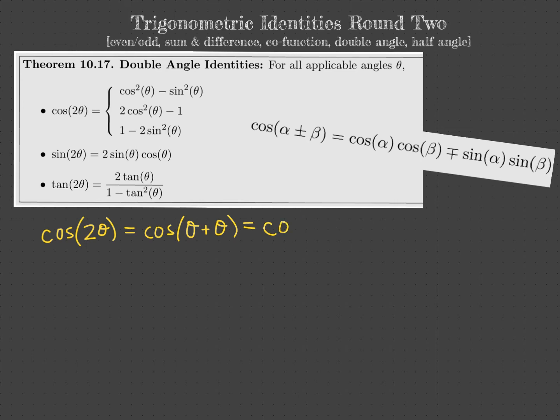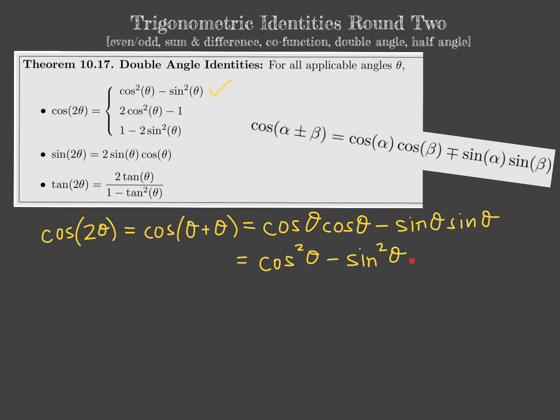So we'll have the cosine of theta times the cosine of theta minus the sine of theta times the sine of theta. Well, cosine of theta times itself is really cosine squared theta. And here, sine of theta times itself is sine squared of theta. So I have just proved this top one, that the cosine of 2 theta equals the cosine squared theta minus sine squared theta.